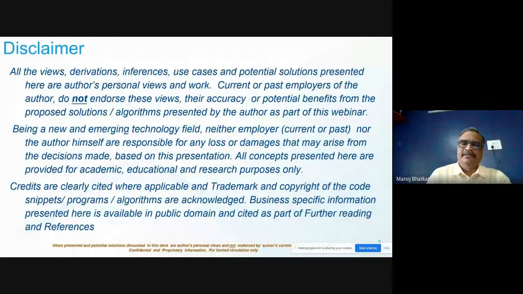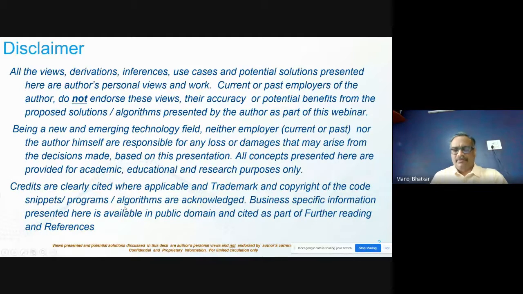If it can be beneficial for the larger society, well and good. If it can be beneficial to your organization, well and good. But the main thing is we don't own that decision. If there is a loss or profit because of certain decisions that you make on this, we have nothing to do with it, because that's what the disclaimer is.